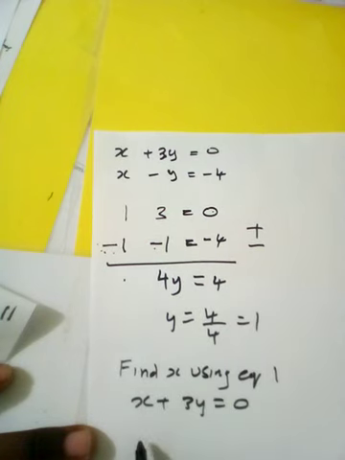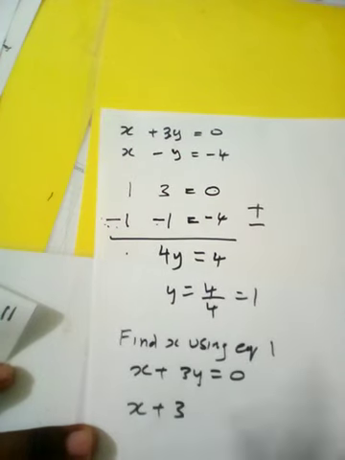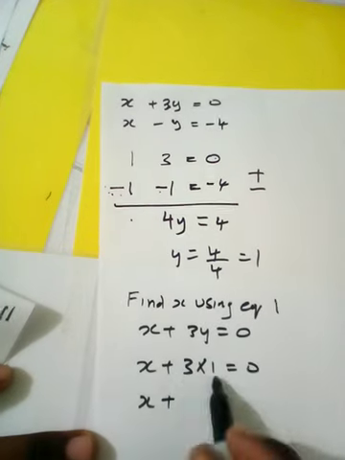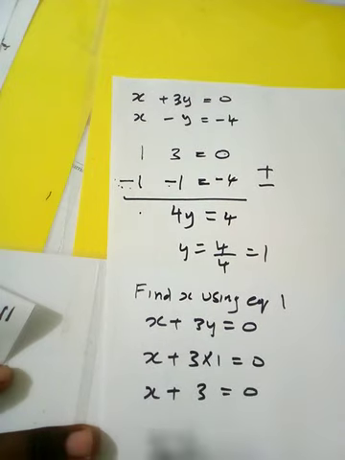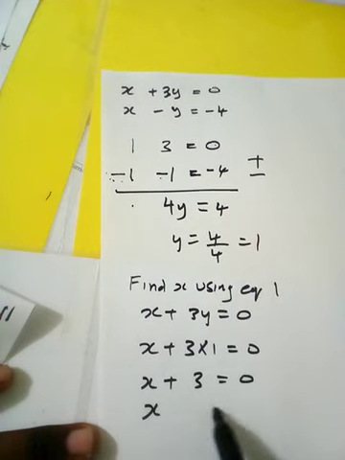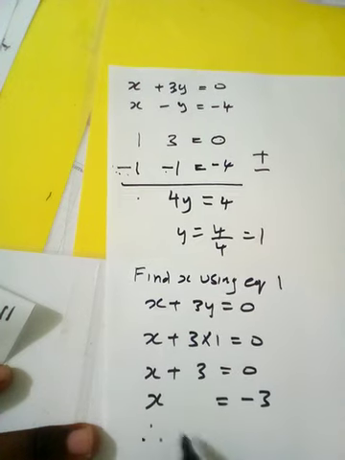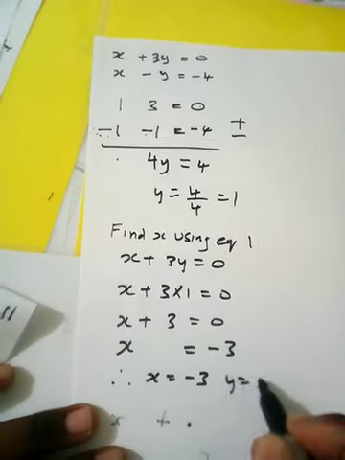So therefore x plus 3 times y. What is y? We found y to be 1. So 3 times 1 equals 3. So x plus 3 equals 0. Therefore, to isolate x, when I transpose minus 3 from both sides, I'm going to get negative 3. So therefore, x is equal to negative 3 and y is equal to 1.